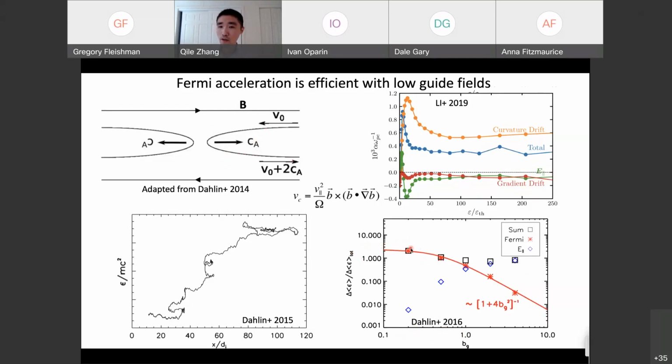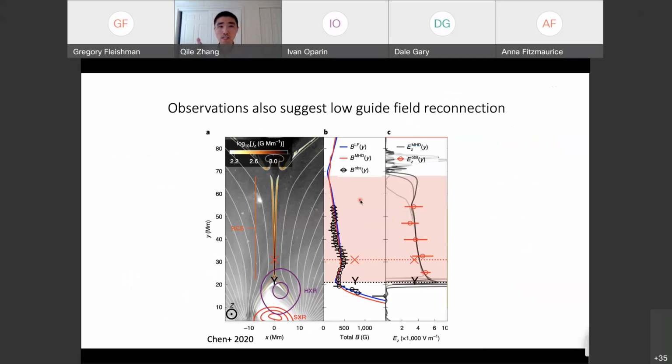But we might ask, how realistic is this low guide field regime in solar flares? And we can see that there is also observational evidence that suggests low guide field reconnection is possibly happening in solar flares during particle acceleration, as shown by Bin Chen again. So this famous observation of the September 10, 2017 large flare has profiles in good consistency with an MHD simulation in a low guide field regime with a guide field to reconnecting field ratio of only 0.3. So you see that they are in good agreement and lying on each other.